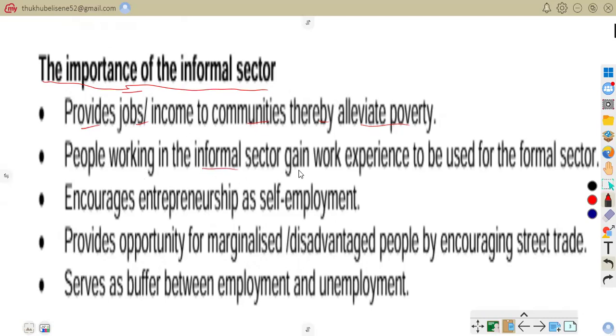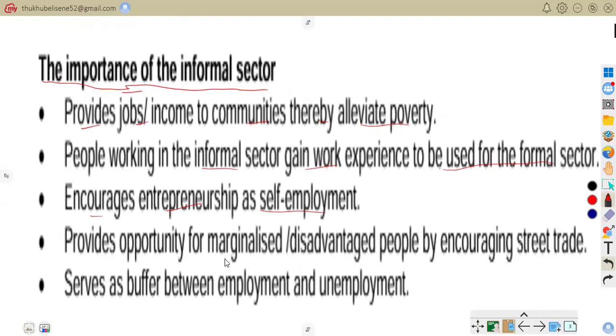People working in the informal sector gain work experience to be used for the formal sector. So this sector gives work experience. That is the importance of it. It helps people gain skills. It also encourages entrepreneurship as self-employment, so you can start your small business.